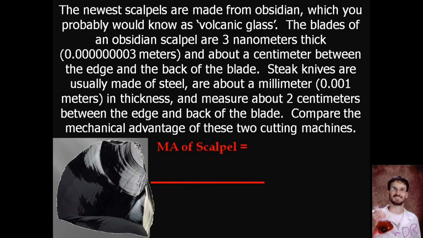What would our mechanical advantage of this scalpel be? Well, remember it is 3 nanometers thick, so this huge decimal, it's kind of like an oxymoron, a huge decimal, goes on the bottom. And the width, which is about a centimeter between the edge and back of the blade, goes here. Well, 0.01 meters divided by 0.000000003 meters, 3 million. That's insane. If you had this knife and you put the slightest bit of pressure on it, it would magnify that force 3 million times.